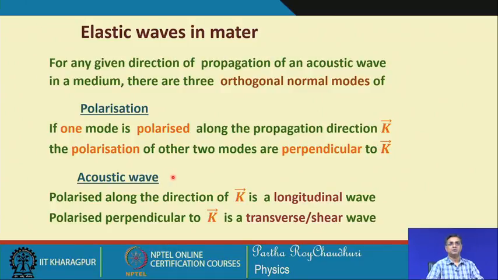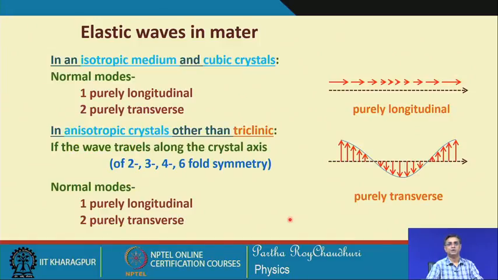So, when there is an acoustic wave, this could lead to a polarization that is along the direction of k, and that is what is called the longitudinal wave. And when the polarization, that is the mechanical vibration of the medium particles, occurs in the perpendicular direction to the direction of propagation k, that is called the shear wave. The shear wave results in shear strain, and the longitudinal wave will result in the normal strain, that is the usual strain.